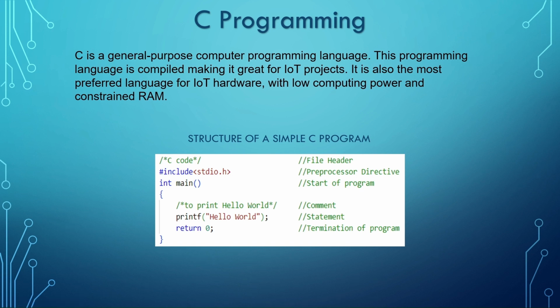Within the curly braces is the main body of the program. The first one is the comment statement. The second one is the simple printf statement, which prints hello world here. And the last statement is the termination of the program, that is return 0.